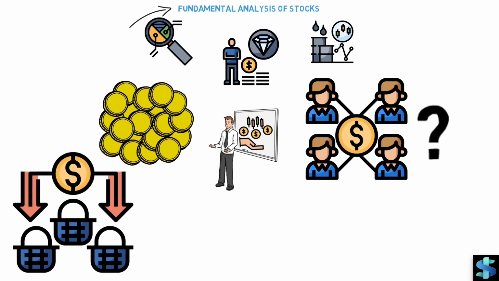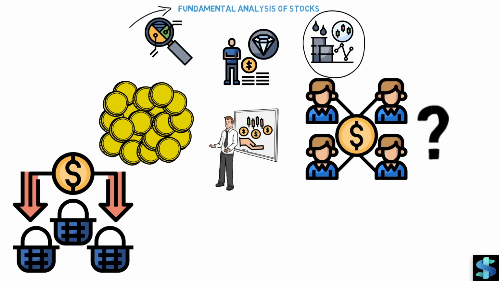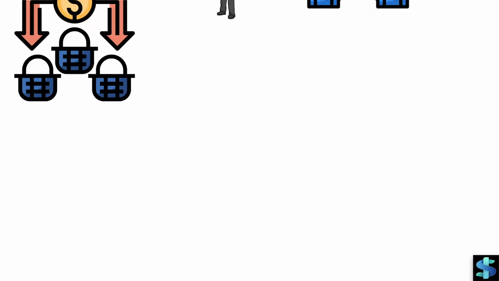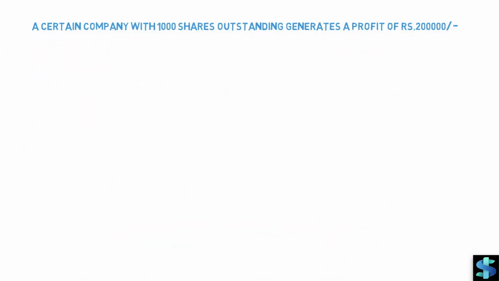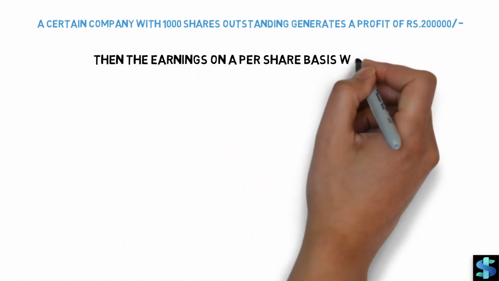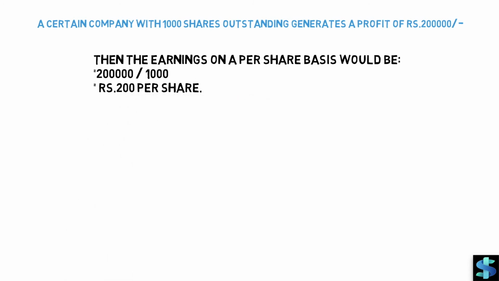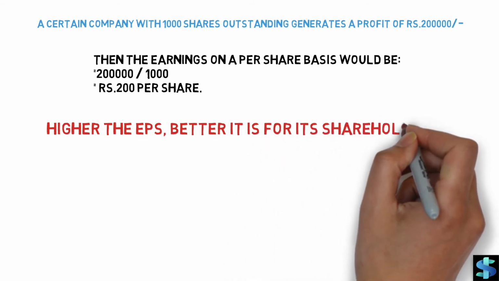Only earnings don't tell you about the stock's value. So you need to go through different fundamental analysis tools which help you know what the market is valuing your stock at. So as I said earlier, EPS measures the profitability of a company on a per share basis. Let us understand this using an example. Assume a certain company with 1,000 shares outstanding generates a profit of rupees 2 lakh. Then the earnings on a per share basis would be 2 lakhs divided by 1,000. That will be equal to rupees 200 per share. Hence, the EPS gives us a sense of the profits generated on a per share basis. Clearly, the higher the EPS, the better it is for its shareholders.